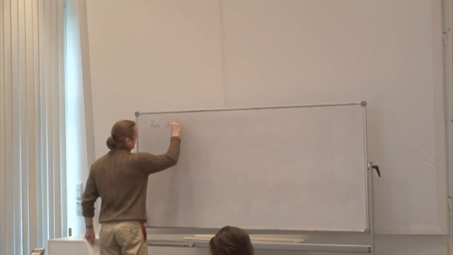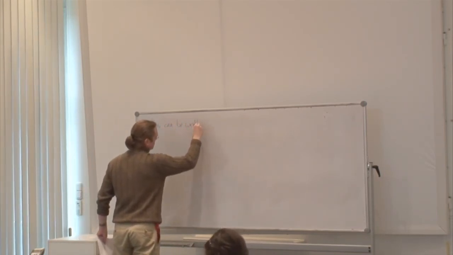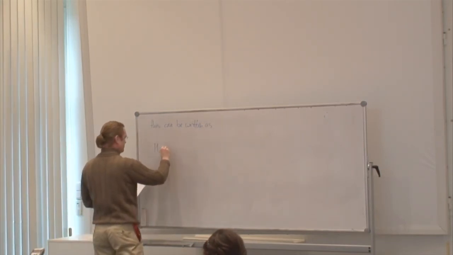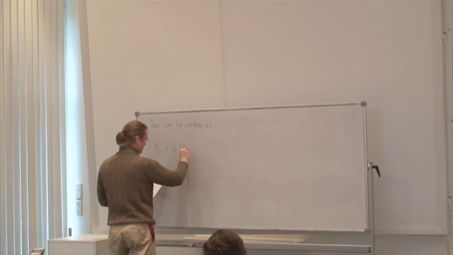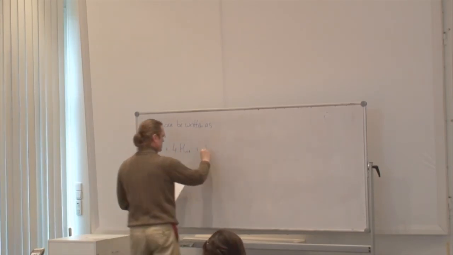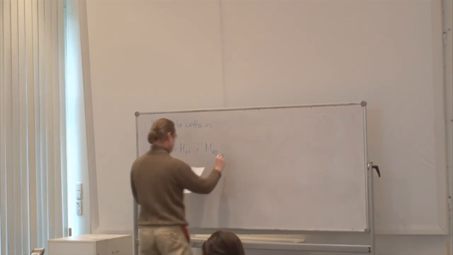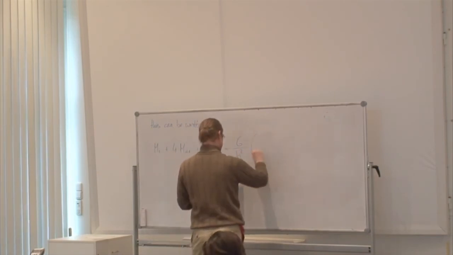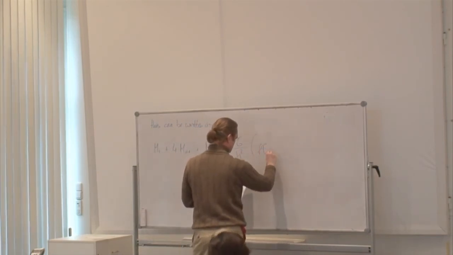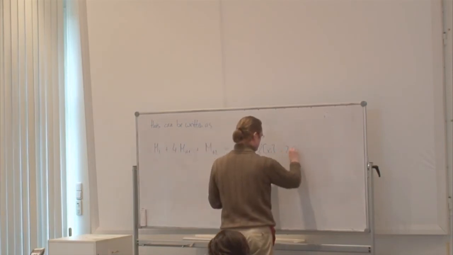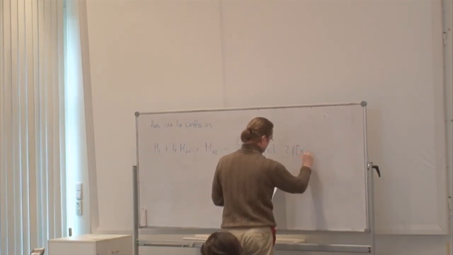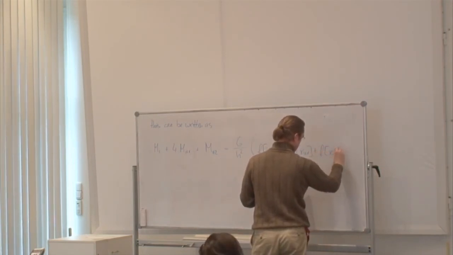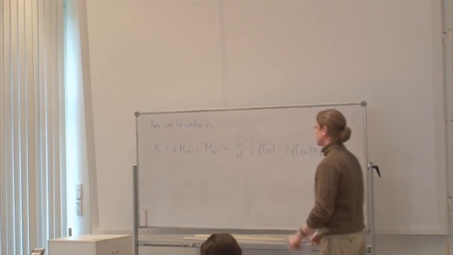So this can be written as, and I'll just write it down, m_i plus 4 m_{i+1} plus m_{i+2} equals 6 over h squared times f(x_i) minus 2 f(x_{i+1}) plus f(x_{i+2}). Okay.